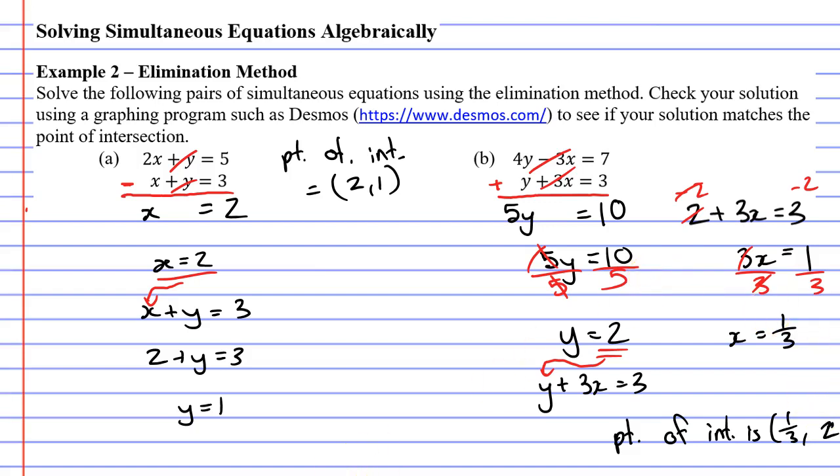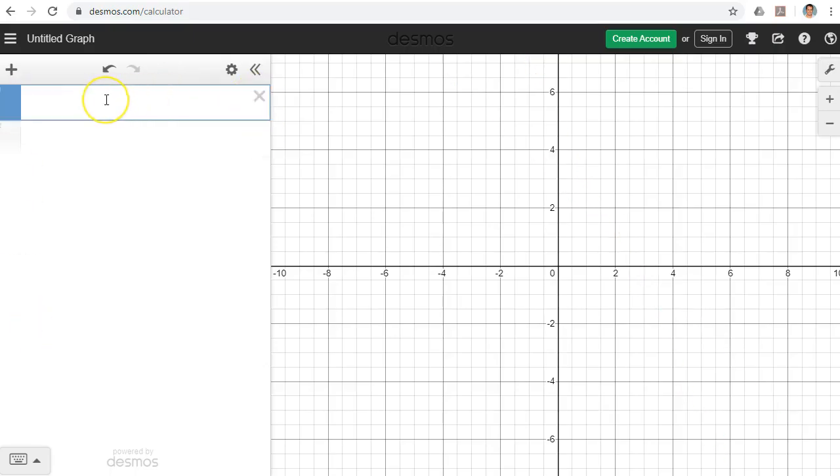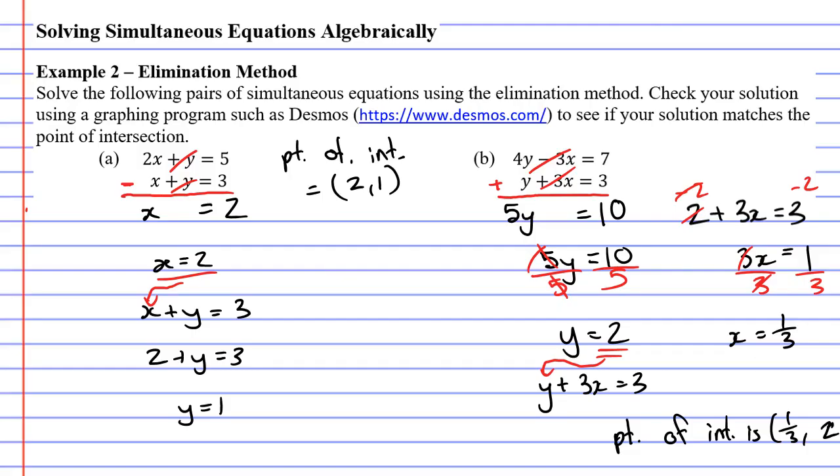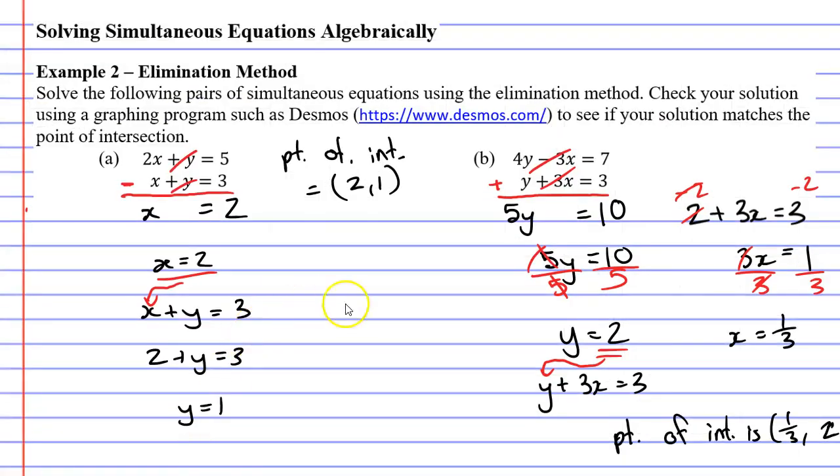So we're going to check this on Desmos. We've got the equation 4y minus 3x equals 7 as the first equation. And the next one was y plus 3x equals 3. Okay, and where do they intersect? They intersect at the point 0.333 for x, which is 1/3, and a y value of 2, which is exactly what we had, which is great.